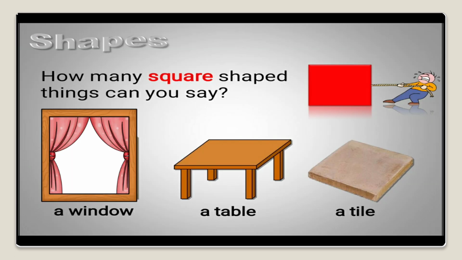Now let us learn some examples of square shaped things. A window, a table and a tile. Here you can see that all the 4 sides are equal in size. You can also measure it at your home.